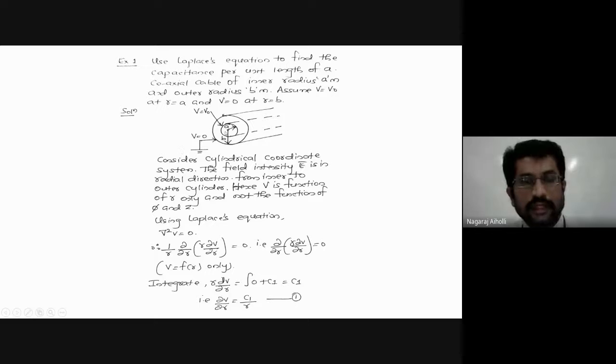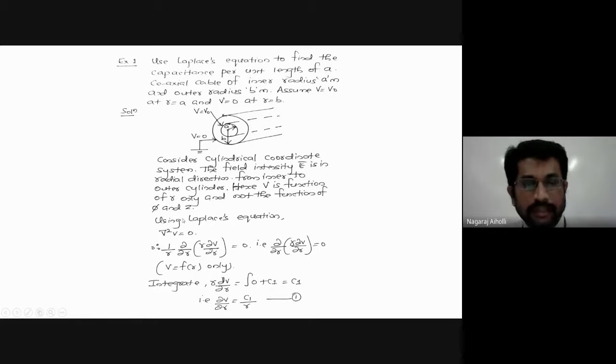In the cylindrical coordinate system, the field intensity E bar here is only in the radial direction, because they are mentioned in terms of radius. Other coordinates are not given, and E bar varies only along the radius. So E is a function of only r, and not a function of phi and z. The field intensity E bar is in radial direction from inner to outer cylinder, hence V is a function of r only and not a function of phi and z.